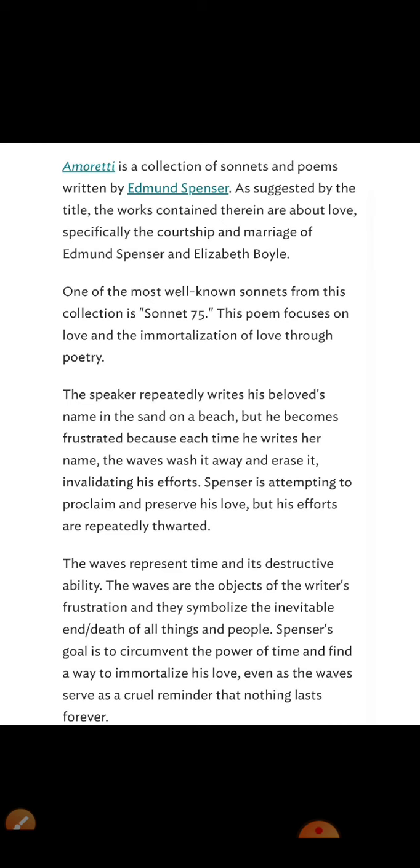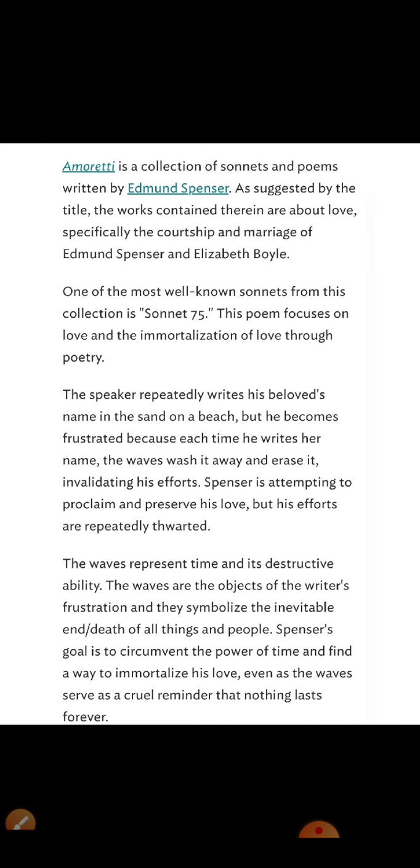The speaker repeatedly writes his beloved's name in the sand on a beach, but he becomes frustrated because whenever he writes her name, the waves wash it away and erase the name of his beloved, invalidating his efforts. Spenser is attempting to proclaim and preserve his love, but his efforts are repeatedly thwarted.